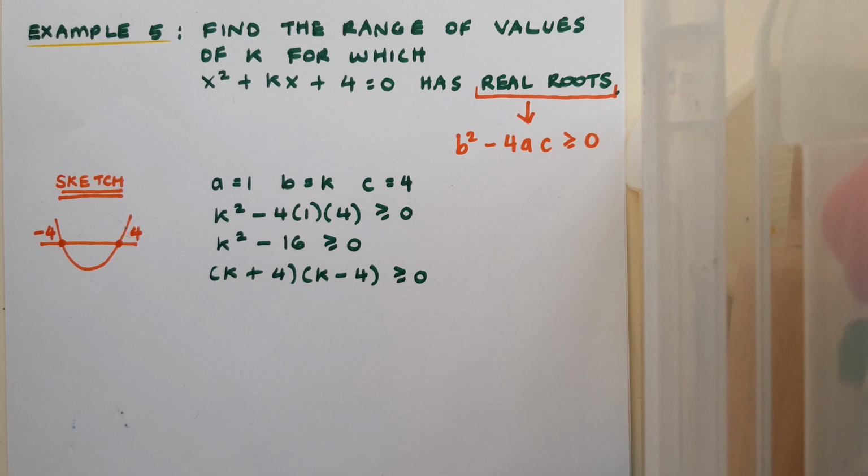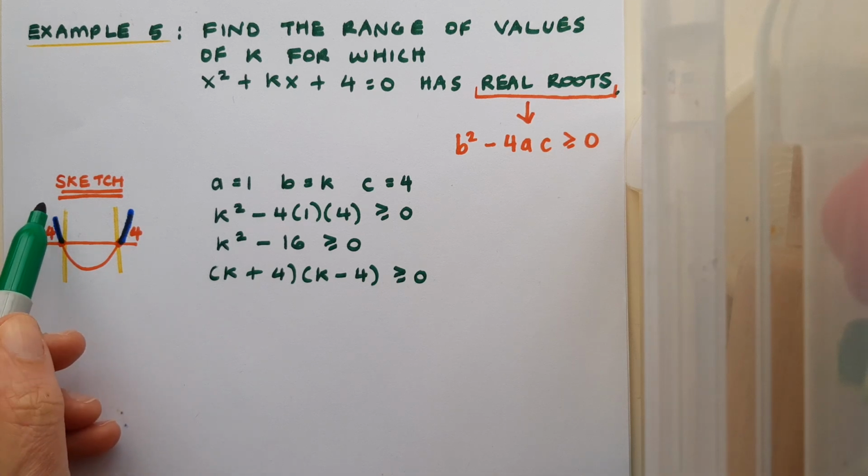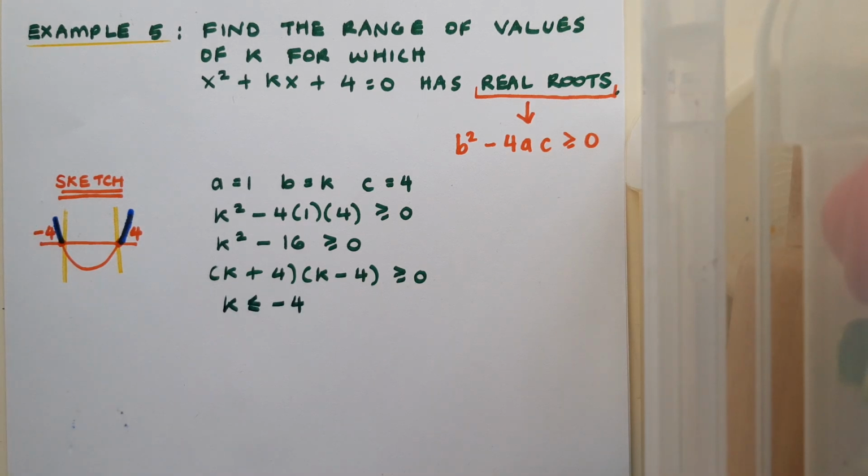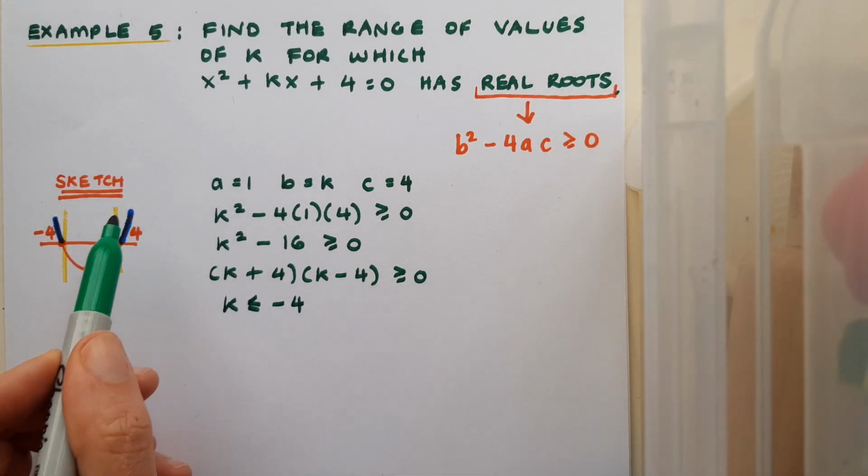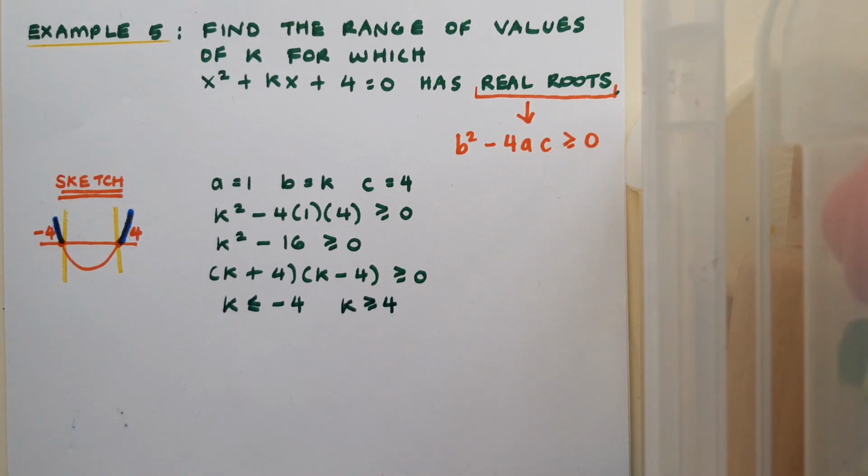And I want it to be greater than or equal to 0, so in terms of my sketch, I'm looking above the x-axis. So I'm shading that portion of my sketch. And now I want to decide, am I going to the left or the right of each of these roots? Well, I'm going to the left of negative 4, so k is less than or equal to negative 4. And I'm going to the right of 4, so k is greater than or equal to 4. So this is my solution.